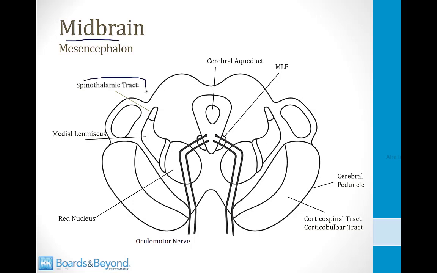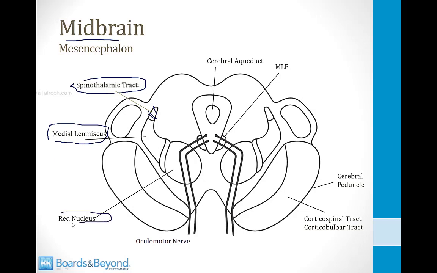So here's the spinothalamic tract right here. I'm drawing it with these lines right now, and that's carrying pain and temperature information. Here's the medial lemniscus right here. So this is connected to the posterior columns in the spinal cord, and it's carrying proprioception and vibration information.